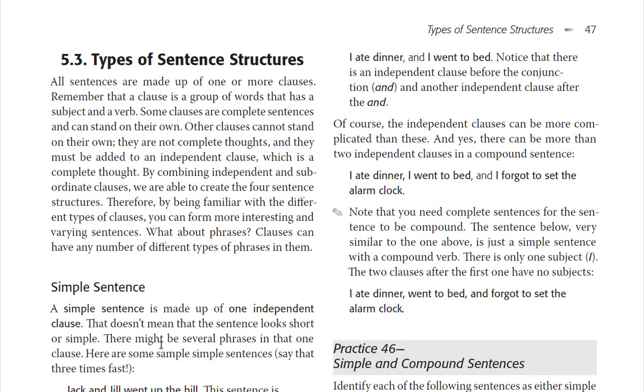Types of sentence structures. All sentences are made up of one or more clauses. Remember that a clause is a group of words that has a subject and a verb. Some clauses are complete sentences and can stand on their own. Other clauses cannot stand on their own. They are not complete thoughts, and they must be added to an independent clause, which is a complete thought. By combining independent and subordinate clauses, we are able to create the 4 sentence structures. Therefore, by being familiar with the different types of clauses, you can form more interesting and varying sentences.